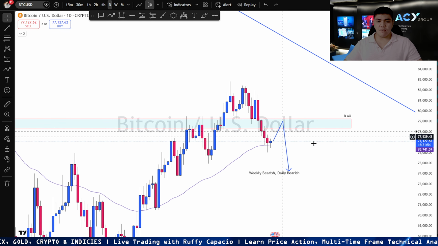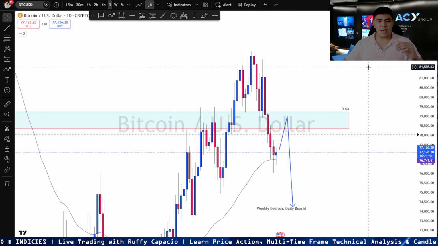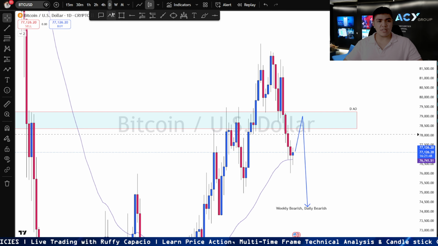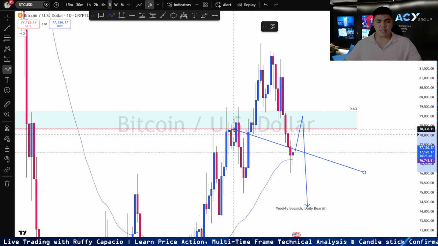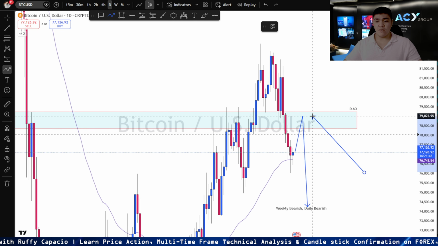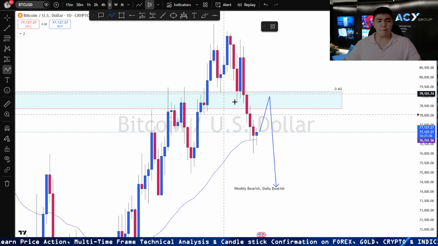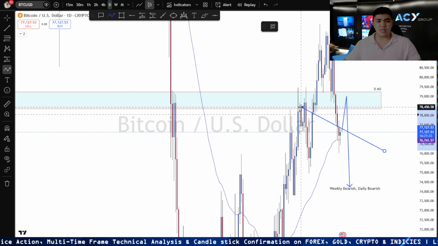So as you can see, I already plotted this daily resistance level that price could potentially react to. As you can see here, resistance, price is below. Once price is below resistance, all we had to do is to wait for the price to approach this daily resistance level.